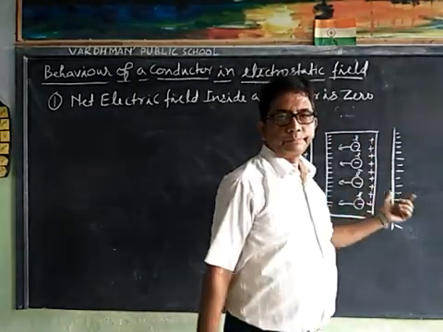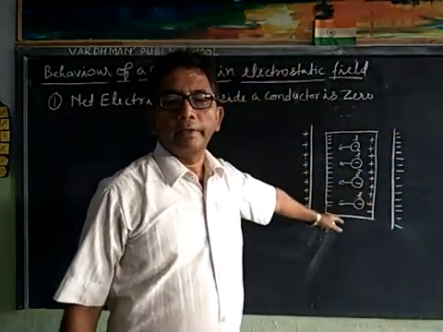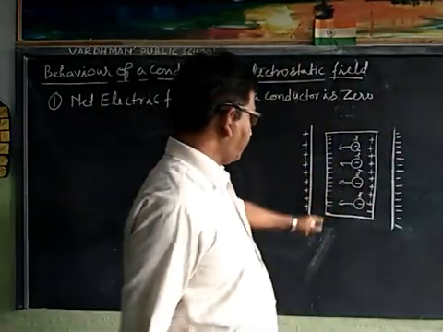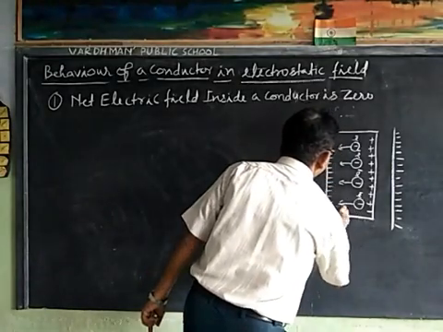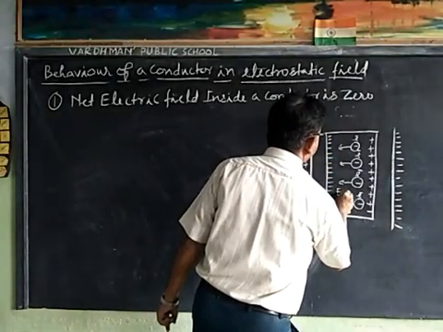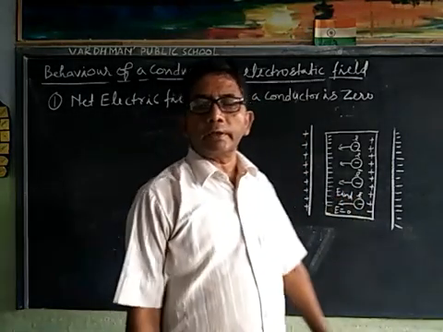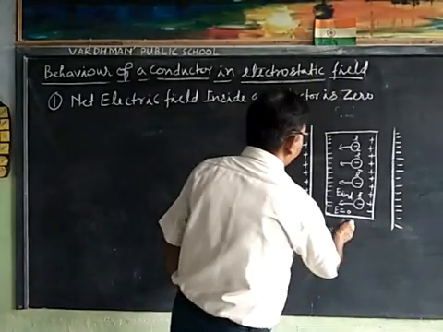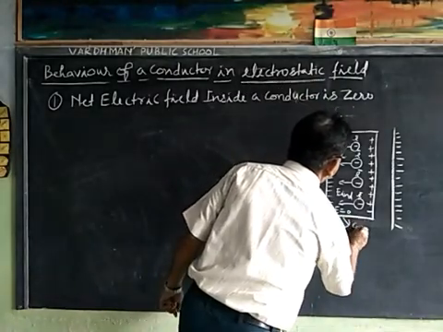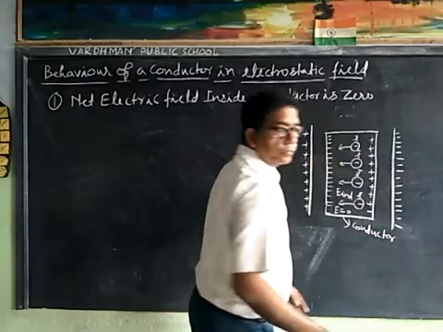Now this is conductor. Here electric field inside a conductor is 0. E induced electric field, and this is conductor.